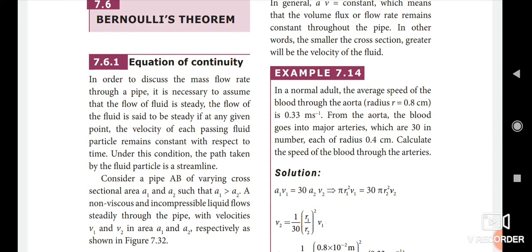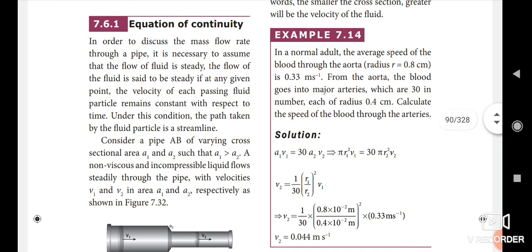Then take the next page, page number 82. The next topic is Bernoulli's theorem. I will just give the introduction to this Bernoulli's theorem. The first one is the equation of continuity.